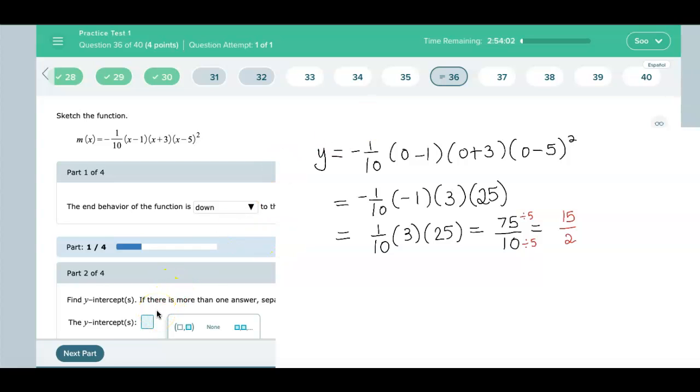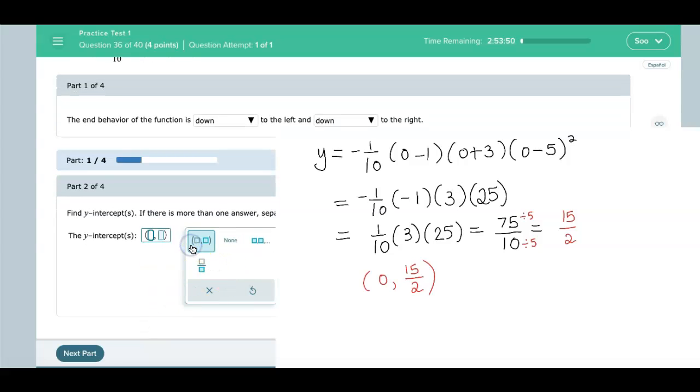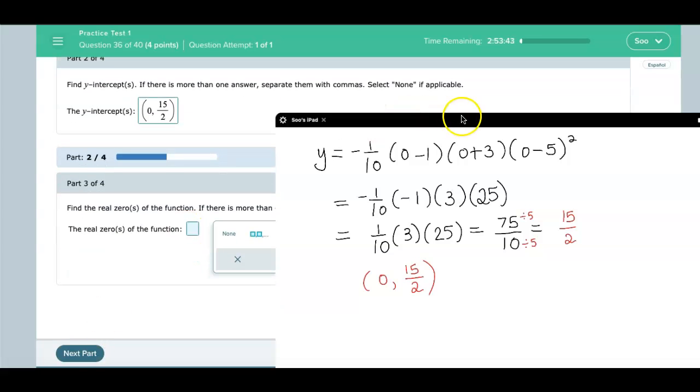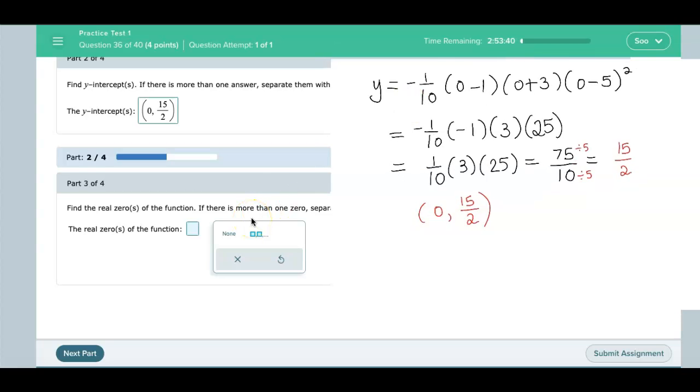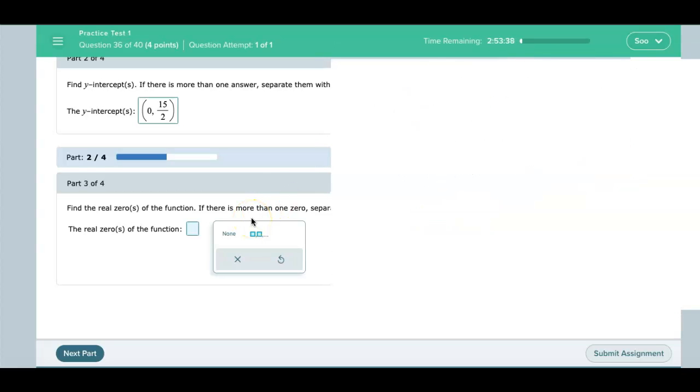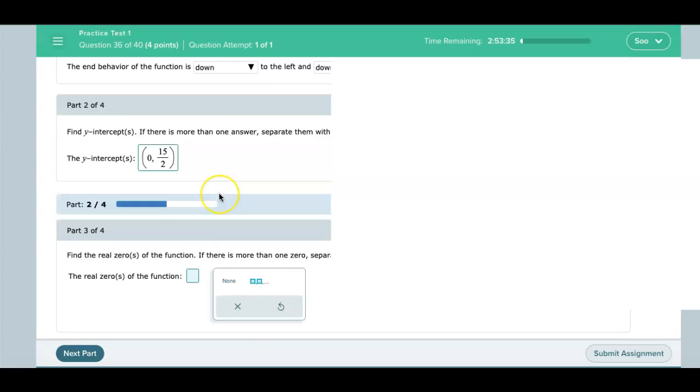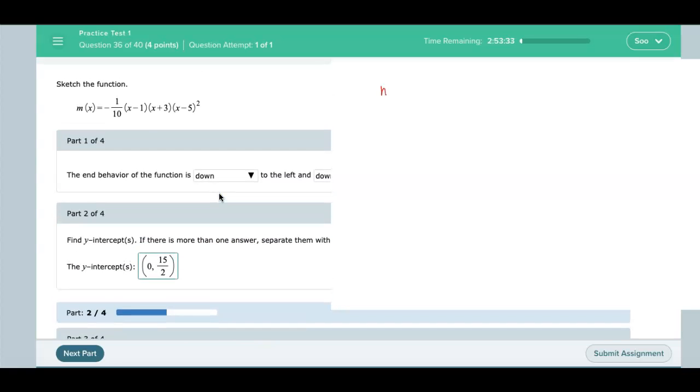Y-intercept is on the y-axis. That means its x-coordinate is 0, and the y-coordinate is 15 over 2. Let's type that in. 0, 15 over 2. Next part. Next part is to find the real zeros. And if I copy down the function next to it, I like how this is in factored form, because if it's all factored form, it's very easy to find the zeros or x-intercepts.